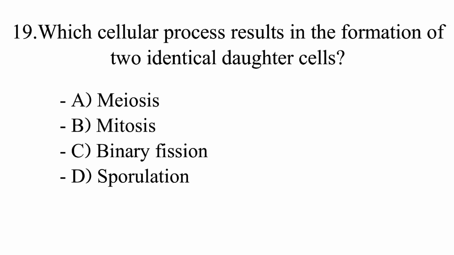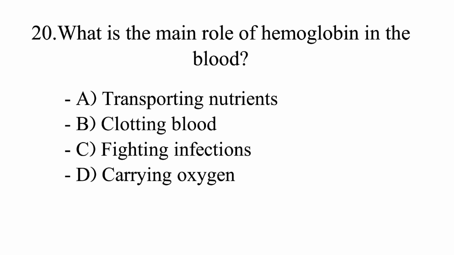Question number 19. Which cellular process results in the formation of two identical daughter cells? The correct answer is option D, phosphorylation. Question number 20. What is the main role of hemoglobin in the blood? The correct answer is option B, clotting blood.